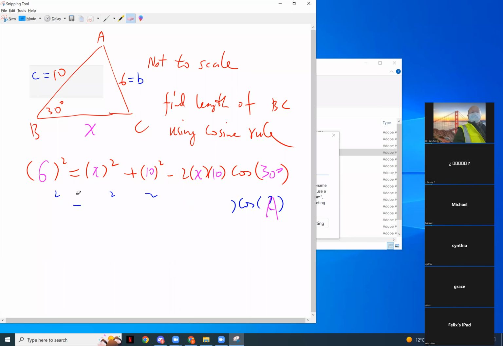Try to solve for x, because this is a quadratic equation. Quadratic equation. Solve for x.